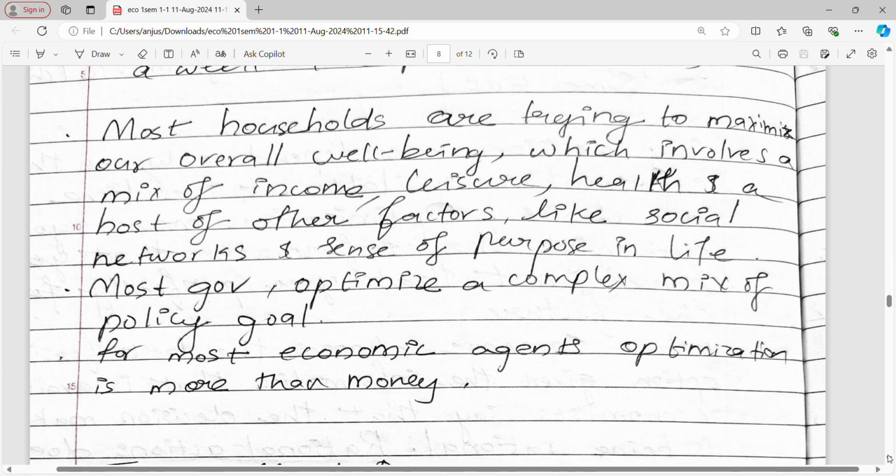Most households are trying to maximize overall well-being, which involves a mix of income, leisure time, health, and a host of other factors like social networks and sense of purpose in life. Most governments optimize a complex mix of policy goals. For most economic agents, optimization is more than money.